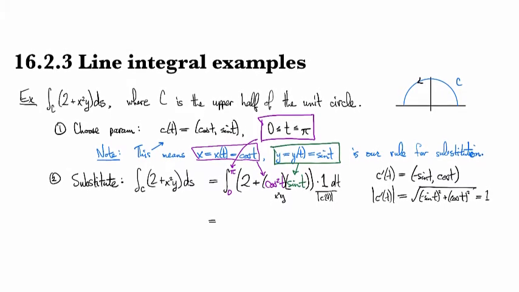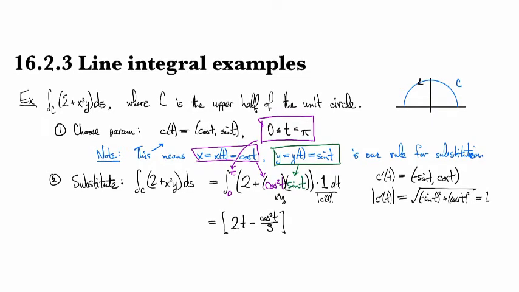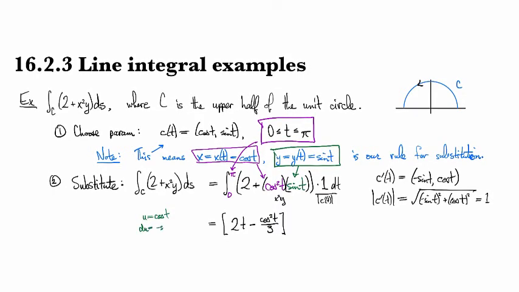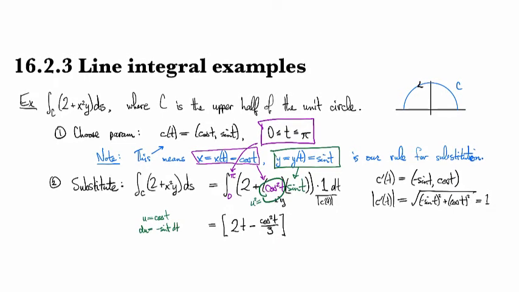It's cosine and sine. So what do we get? We get something like 2t minus cosine cubed t over 3. And that's just doing a u substitution. I mean, you can work this one out on your own, and I doubt it'll take you much time. But if you put u equals cosine t, then your du is minus sine t dt, and then you've got a u squared right here for doing your u substitution.